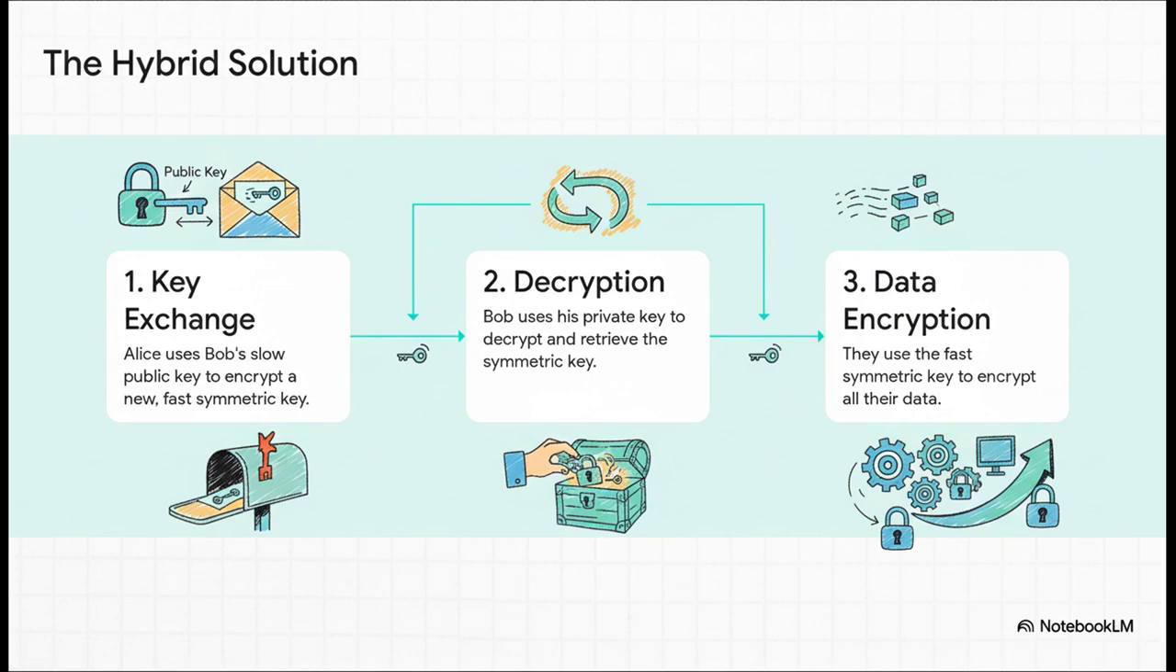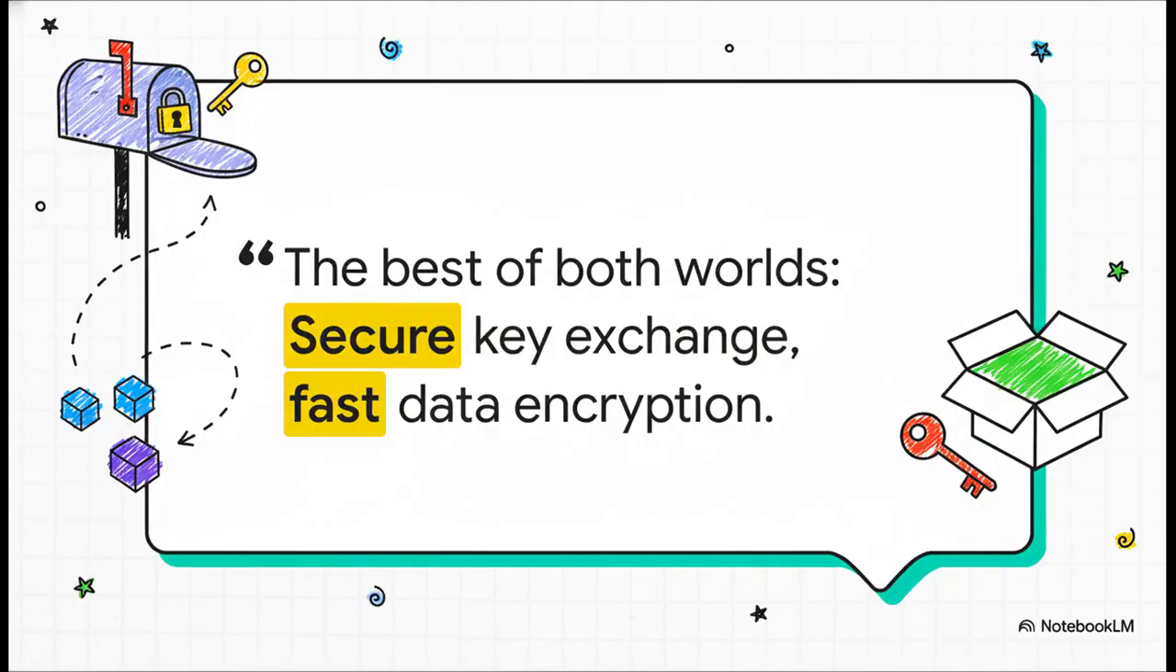So in the real world, your computer does something really clever. It uses a hybrid system. When you connect to a secure website, you use that slow public key method for one tiny crucial job, to securely agree on a brand new temporary symmetric key. As soon as you both have that shared secret, you switch over to the super-fast symmetric method to encrypt all the actual data. And that's what makes the whole system so unbelievably elegant.